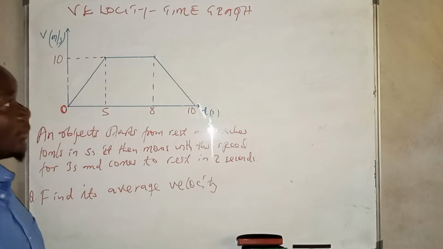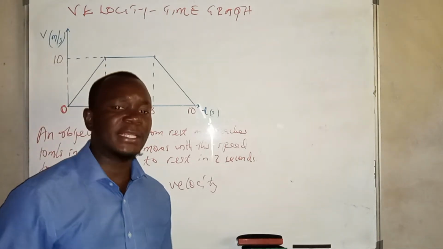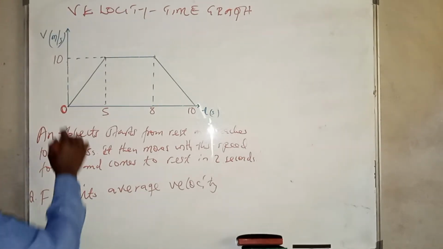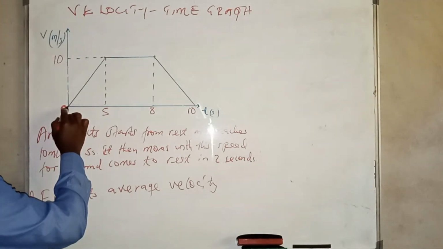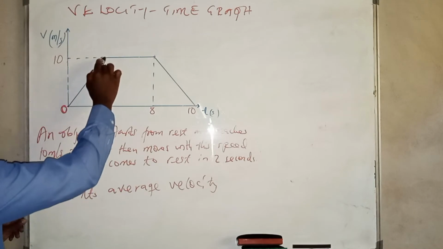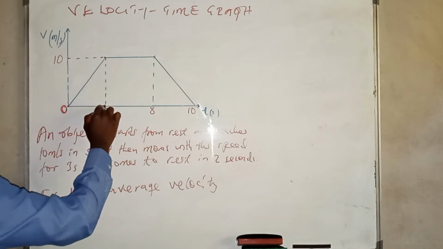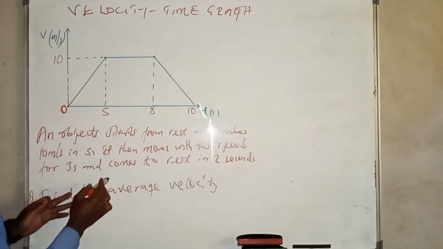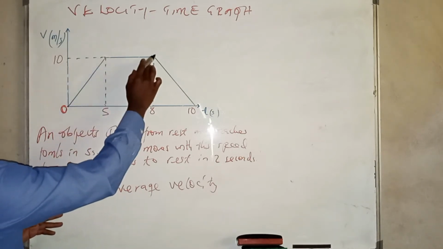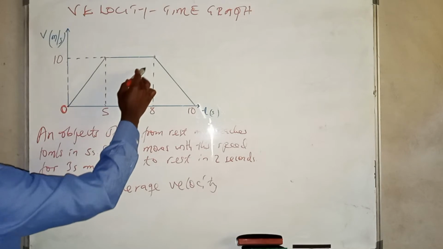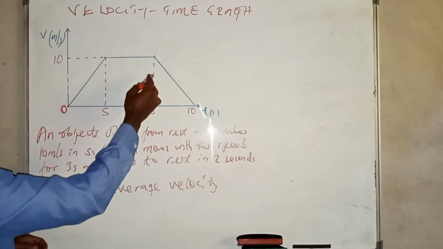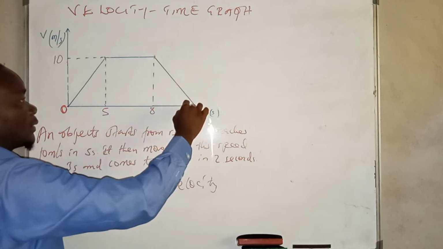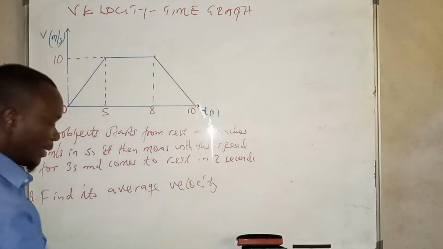So this is the question that we're going to consider in this video. So we're going to find the average velocity of an object. So it is starting from this point, which is 0, attaining this velocity in 5 seconds, and then moves for 3 seconds with the same velocity. So meaning it is maintaining the speed, constant velocity, and then decelerating in 2 seconds. That is coming to rest.